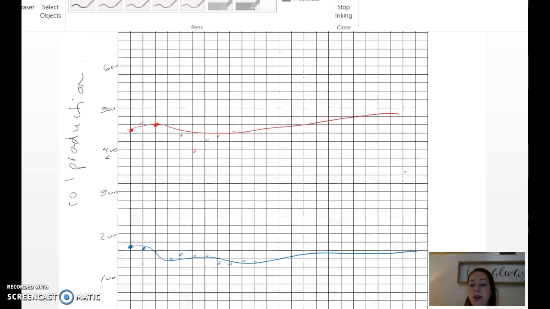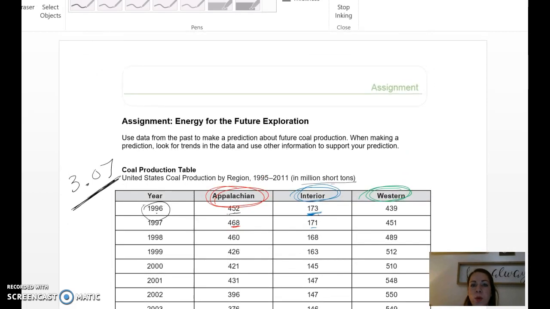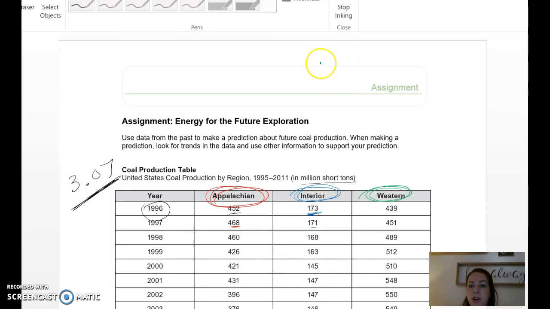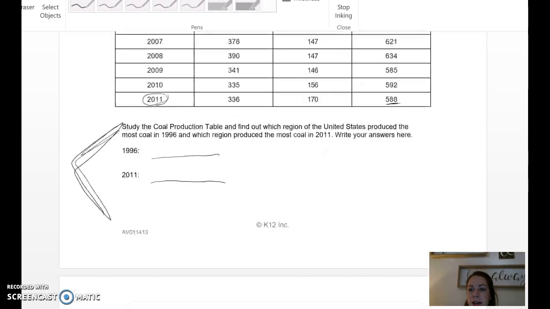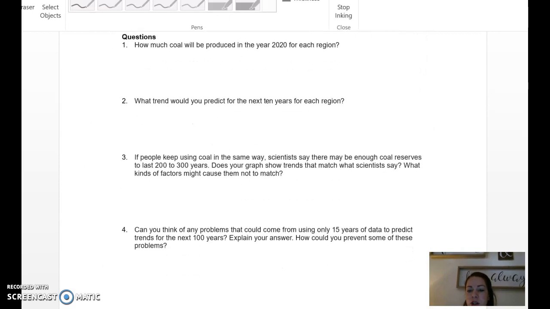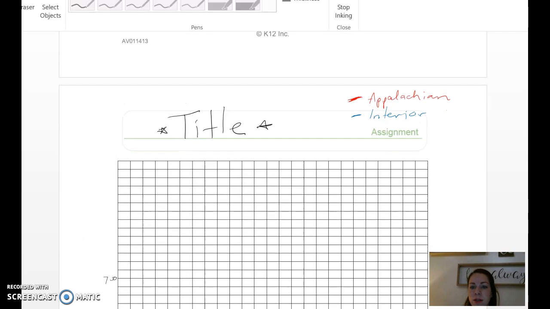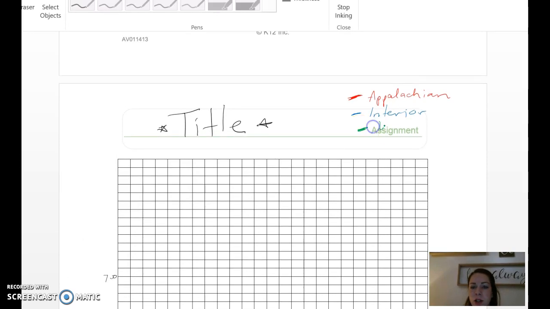And then our last one is going to be Western, which I have as green. So I'm going to change my color to green. And it looks like 1996 has 439. So let's be sure to add that to our key. Green is Western.